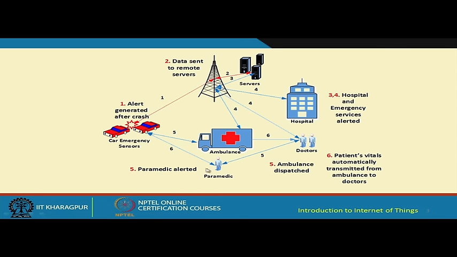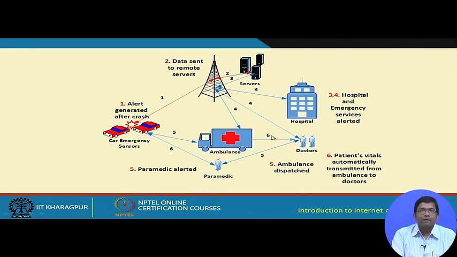As you can see, this scenario continues, and nowhere did the human come into the picture. Humans can be the receivers, like doctors receiving the information, but humans were not operators and did not perform any operation on the network. So this is a completely M2M scenario, as shown in this figure.